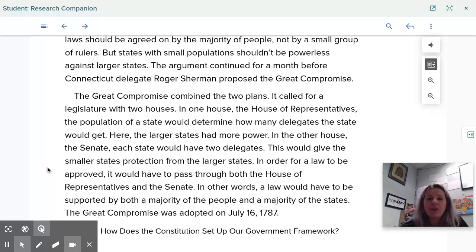In order for a law to be approved, it would have to pass through both the House of Representatives and the Senate. In other words, a law would have to be supported by both a majority of the people and a majority of the states. The Great Compromise was adopted on July 16th of 1787.